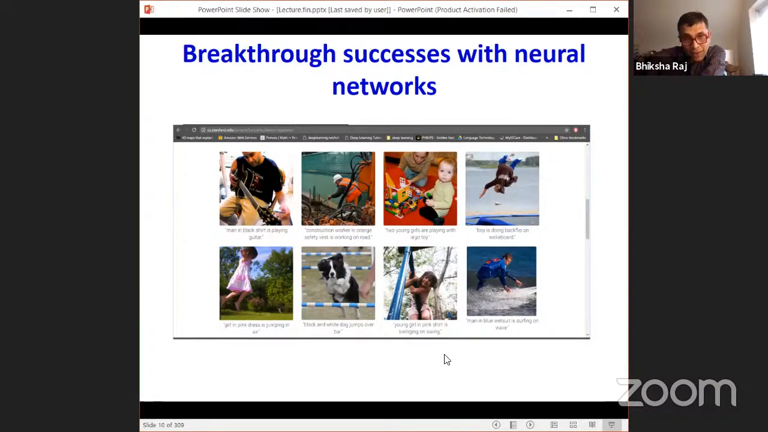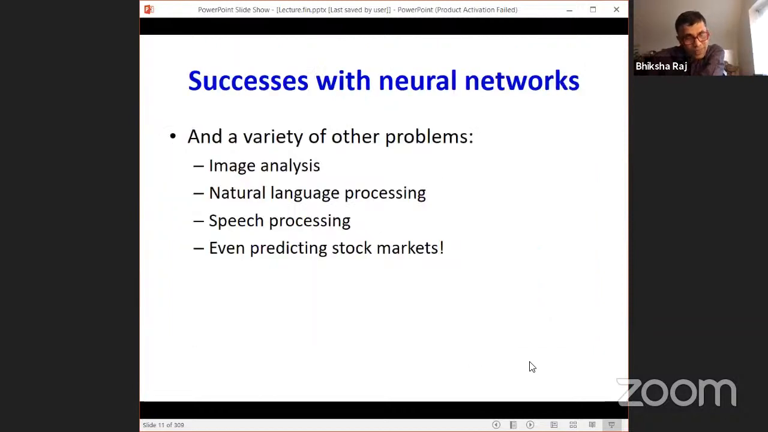And this again was possible because we began using neural networks and successfully designing neural networks to do these jobs. And a lot more, image analysis, natural language processing, speech processing, even predicting stocks, all of your hedge funds these days do their prediction based on neural networks. In every one of these cases, the state of the art has been achieved using neural networks. So these are obviously very, very, very powerful systems.